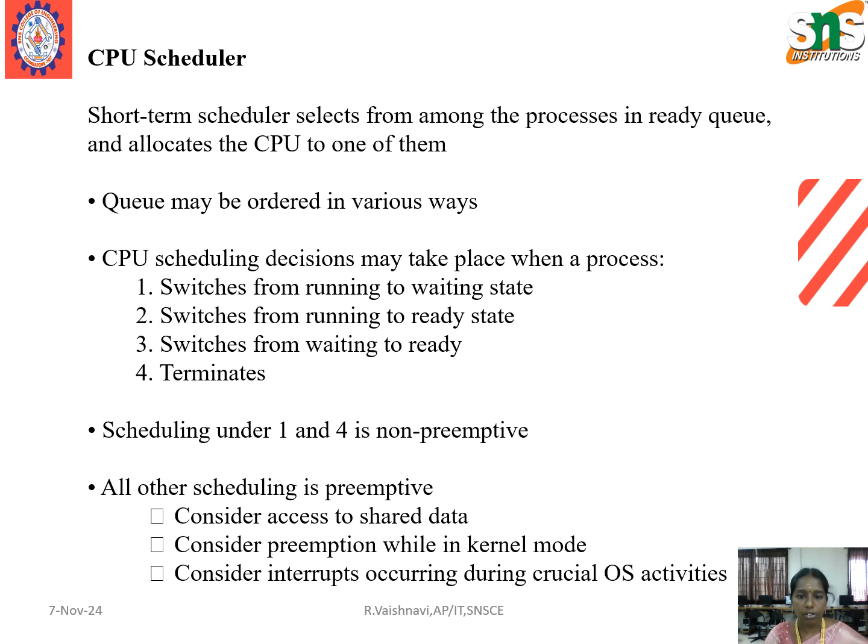CPU scheduling decisions may take place when a process switches from running state to waiting state, switches from running to ready state, third, switches from waiting to ready state, and fourth, terminates. Scheduling under 1 and 4 is non-preemptive and all the other scheduling is preemptive. That must consider access to shared data, consider preemption while in kernel mode, and consider interrupts occurring during crucial OS activities.